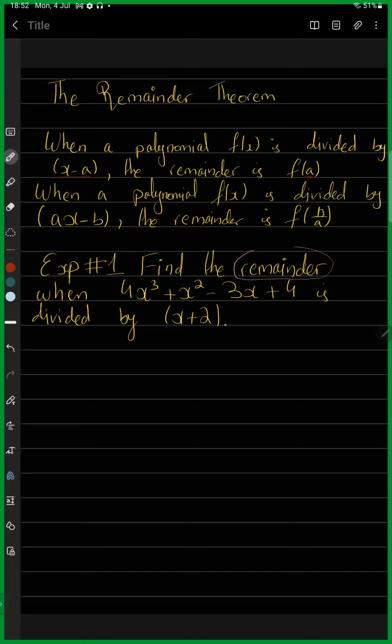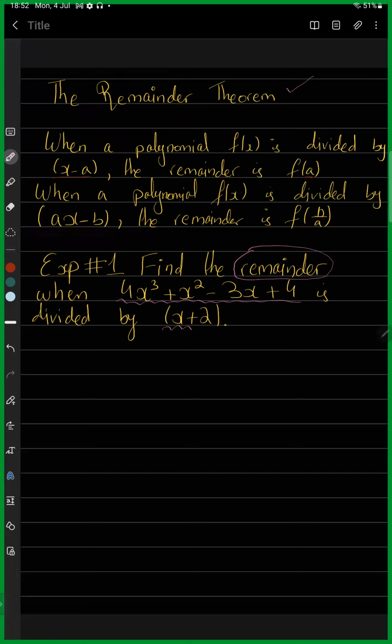That is why I would be using the remainder theorem. This is my polynomial. Now the examiner would obviously not say f of x is equal to this, like he can or he may not. It totally depends. Okay, the polynomial is given. It's 4x cubed plus x squared minus 3x plus 4, and this is your divisor.